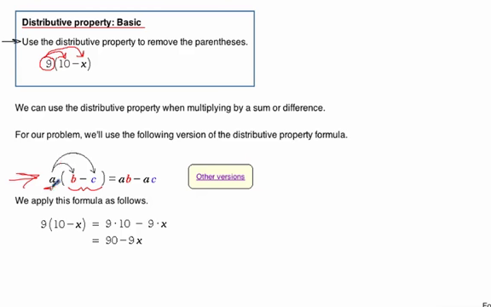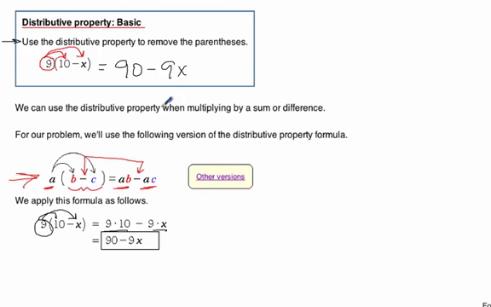So we get the number outside, the A, times the first number B, and then the minus sign matches. So whatever sign's in the parentheses is the same sign we're going to get out here, and then we distribute the A times the C. So if we do that same pattern with this problem, we're going to distribute this 9 times the 10 and times the x with a minus sign. So it's just going to be 9 times 10 minus 9 times x, and of course we simplify that 9 times 10 to be 90, and there's our answer. So the answer here is just going to be 90 minus 9x.